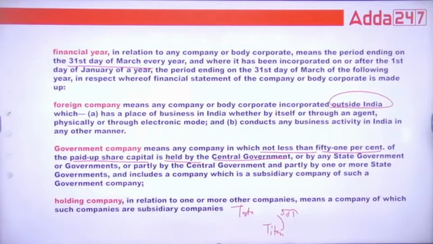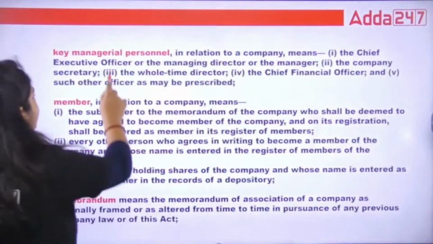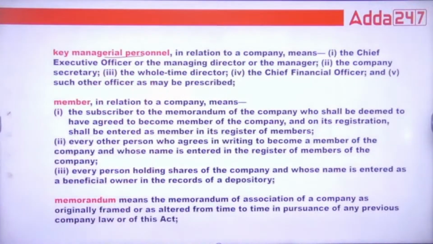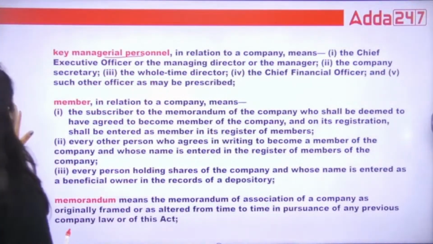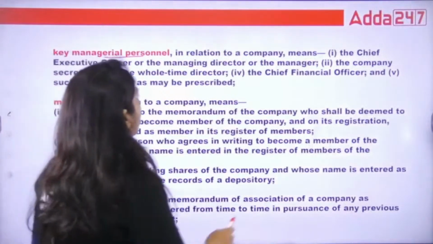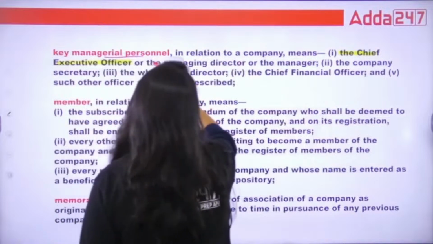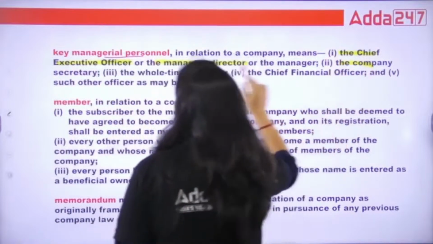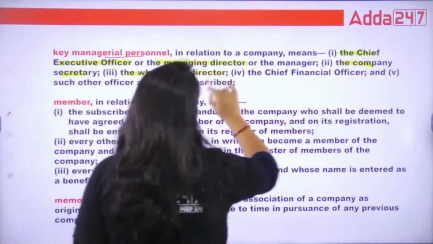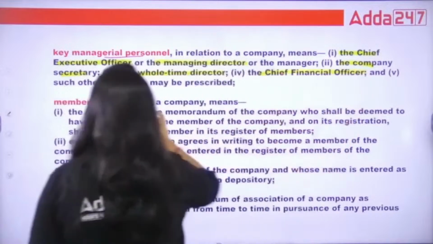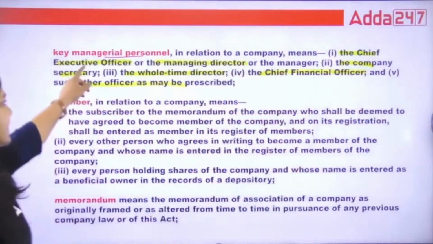Okay. The next one is key managerial personnel. What is key managerial personnel? As you can see here, the chief executive officer, the managing director, the company secretary, the whole-time director, the chief financial officer, and such other officers. That includes this.